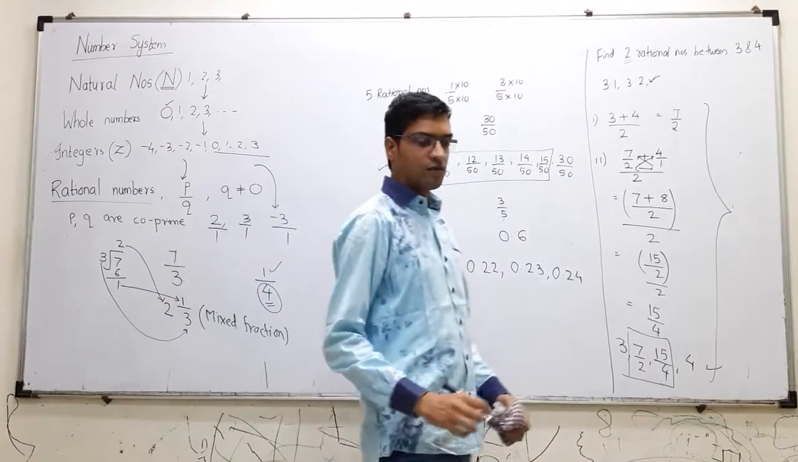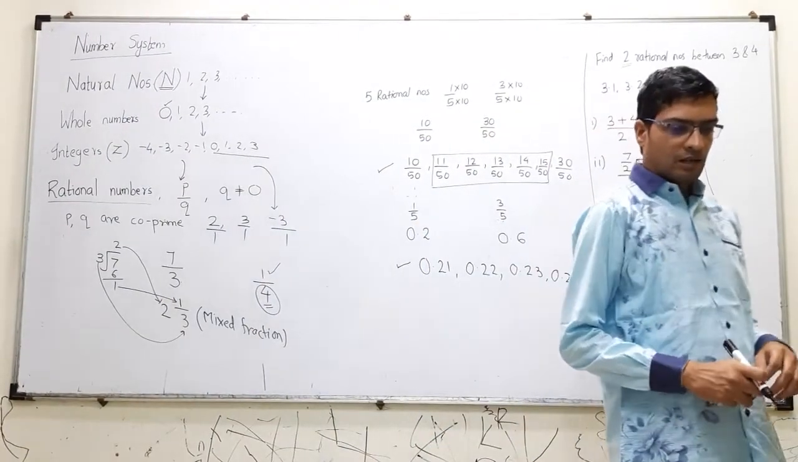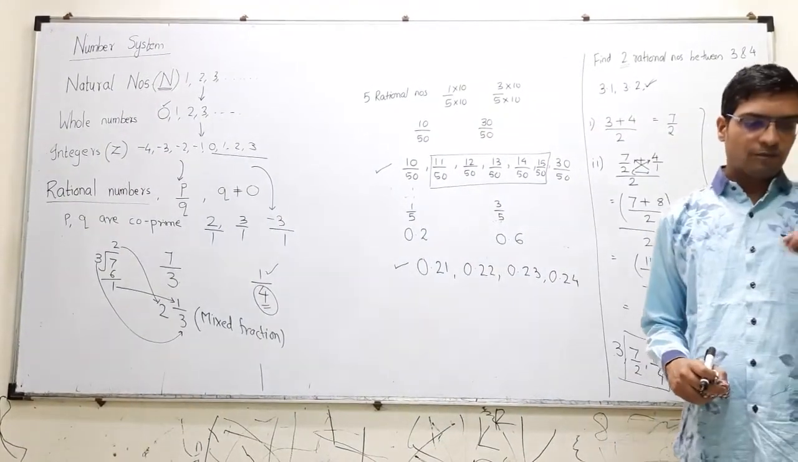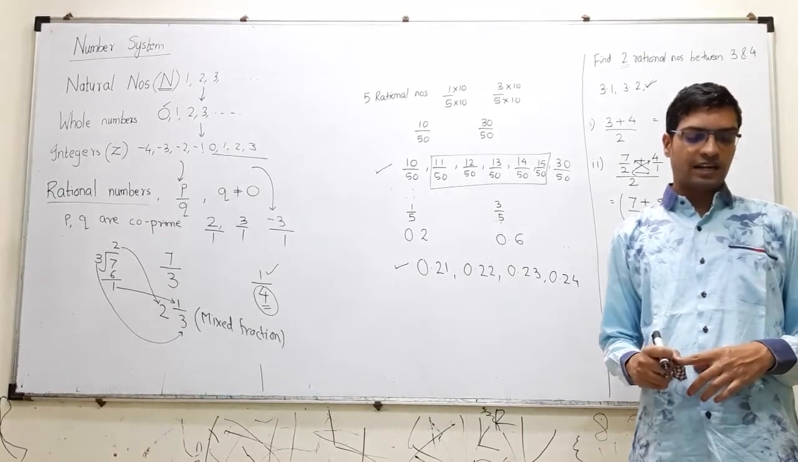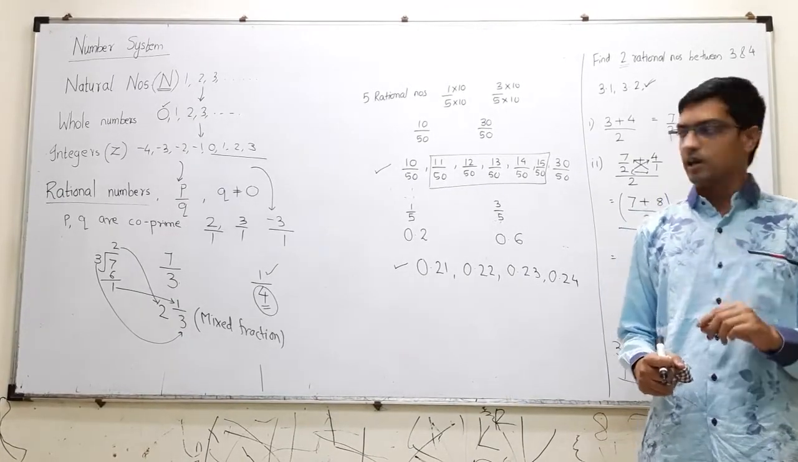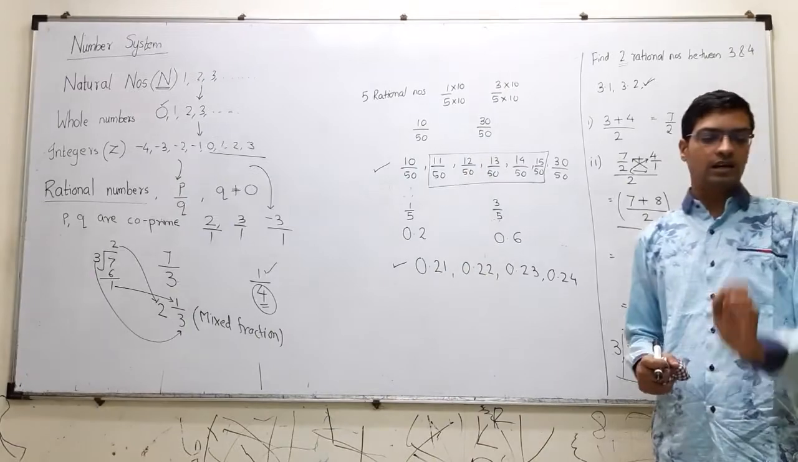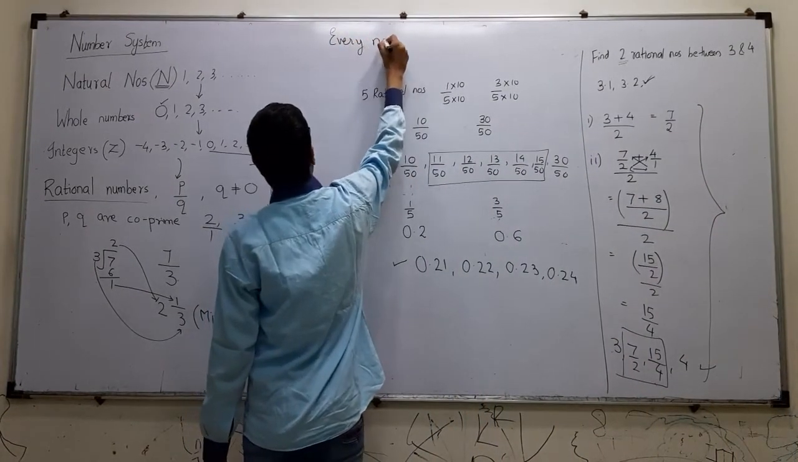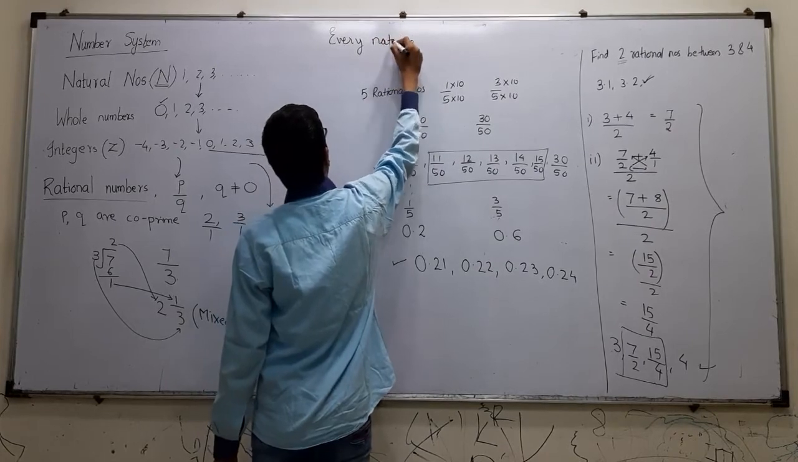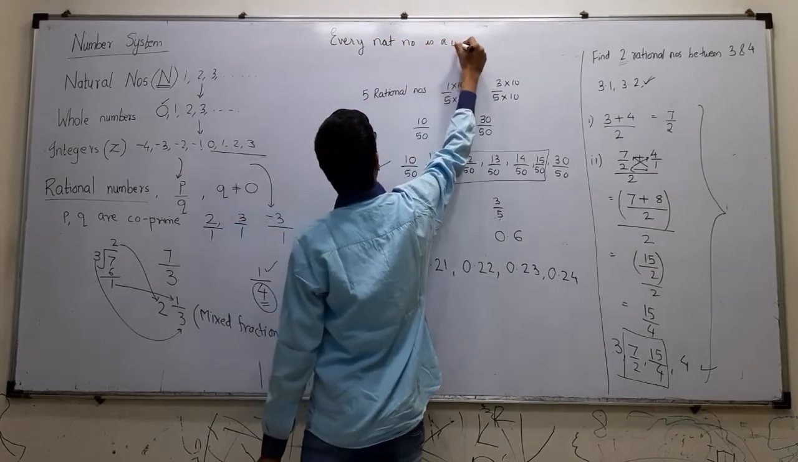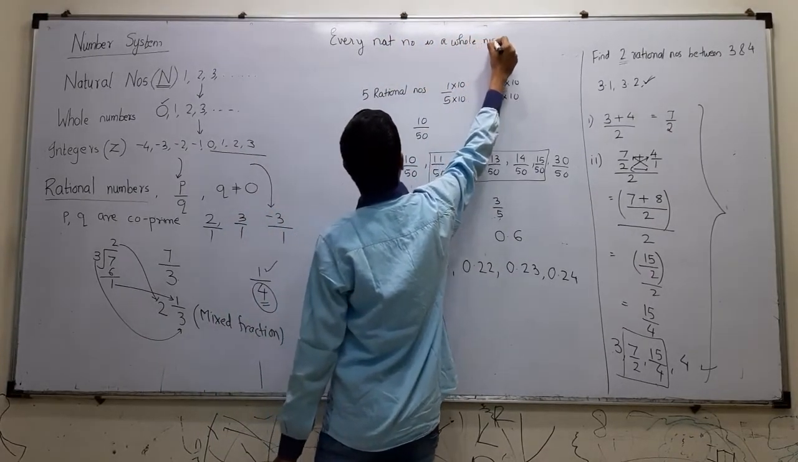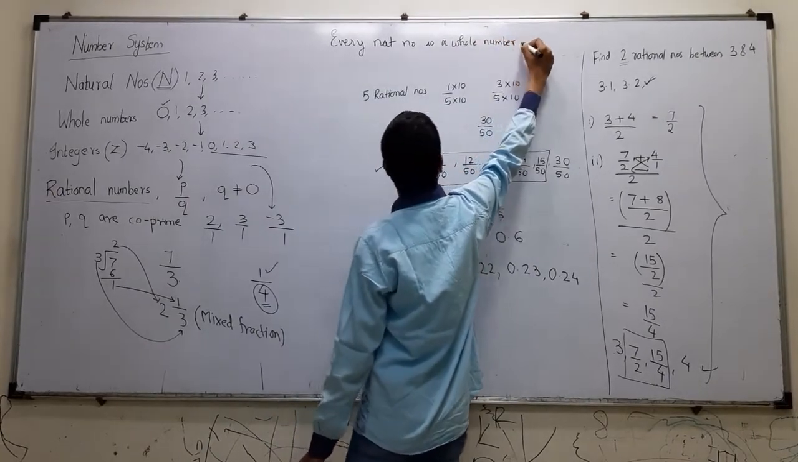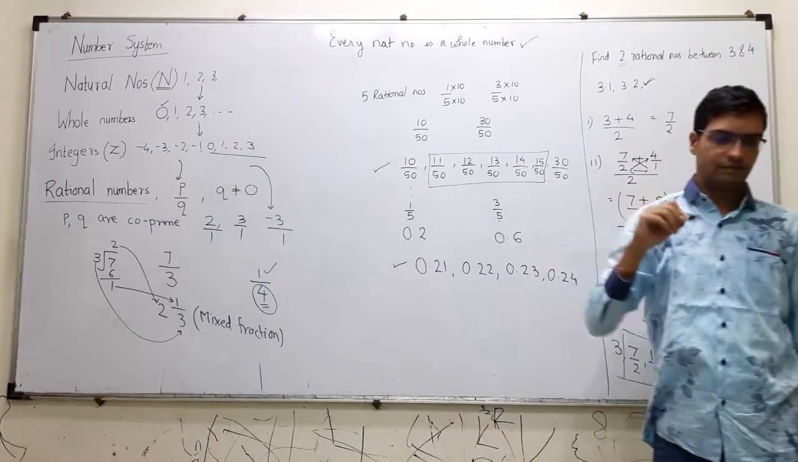Now, let us move on to the first exercise. Question number 4. State whether the following statements are true or false. First one: every natural number is a whole number. Can I say that? Yes, every natural number is definitely a whole number.